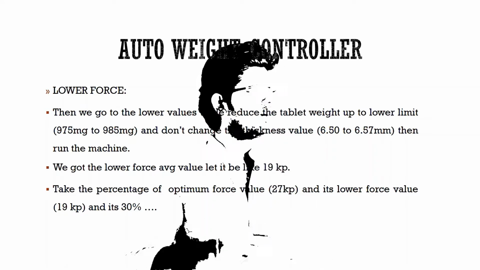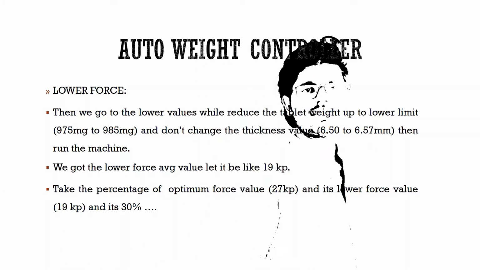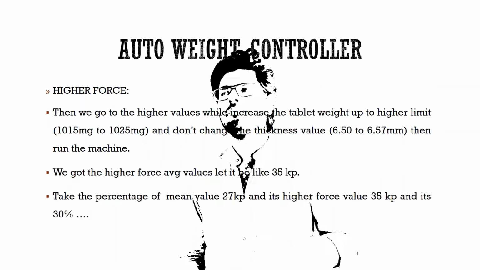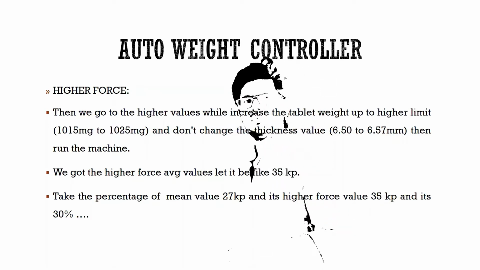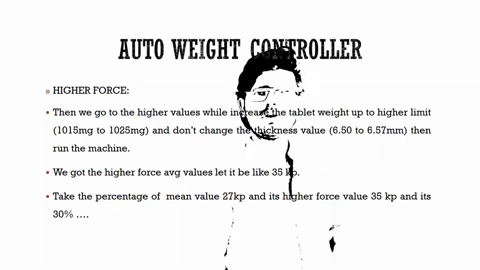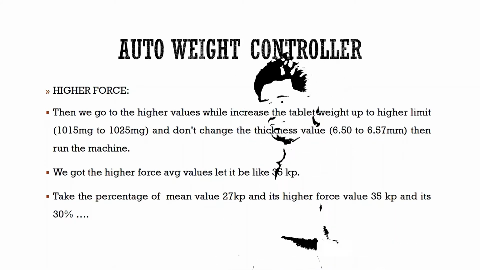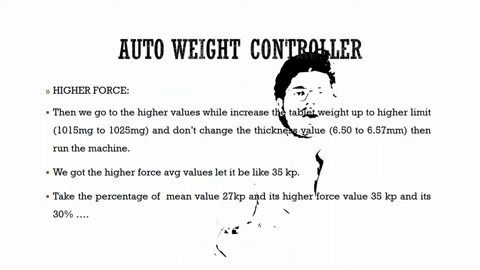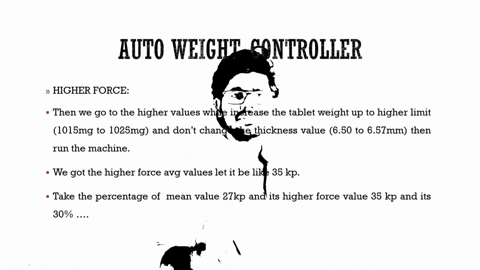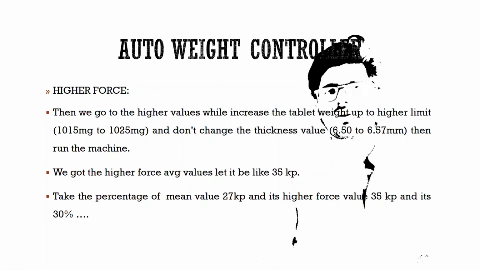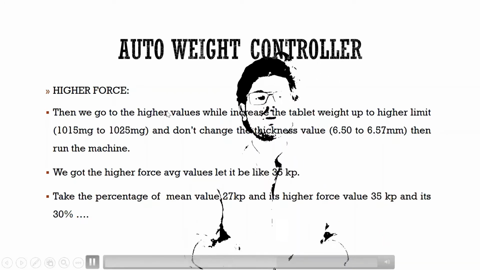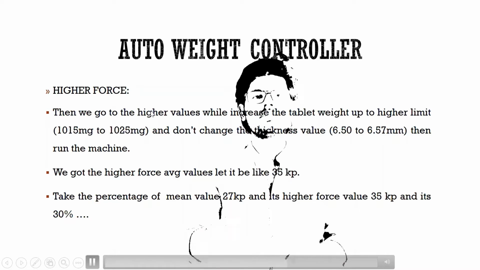Take the percentage of the optimum force value 27 kp and its lower force value 19 kp, and its percentage is 30%. And now set the high compression force. Then we go to the higher values while increasing the tablet weight up to the higher limit, that is 1015 mg to 1025 mg, and don't change the thickness value, that is 6.50 mm to 6.57 mm. Then run the machine and we got the higher force average value, let it be like 35 kp. Take the percentage of the mean average value 27 kp and the higher compression force average value 35 kp, and its percentage is 30%.